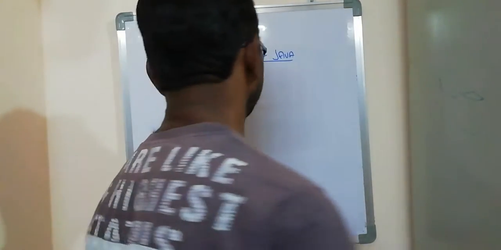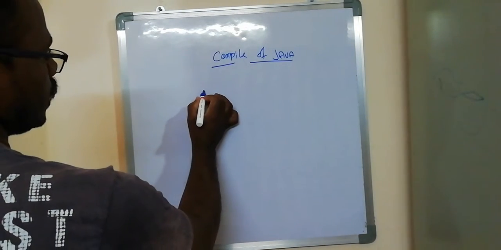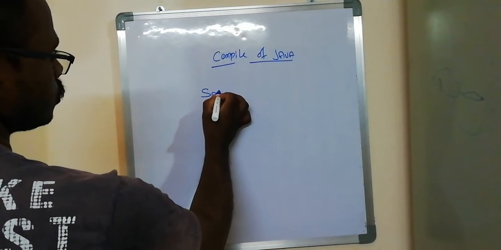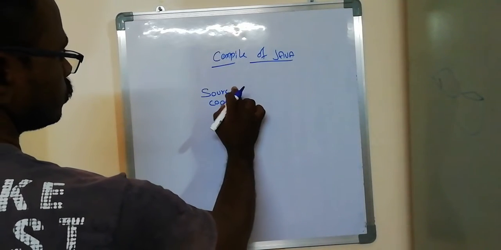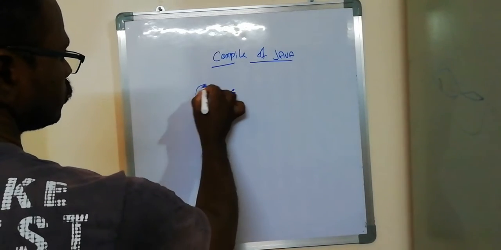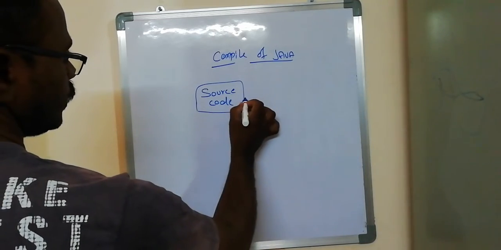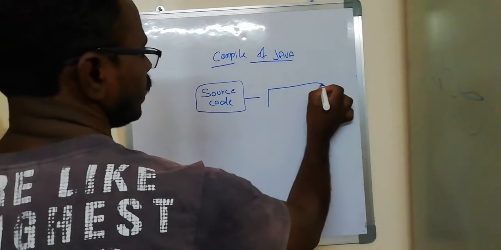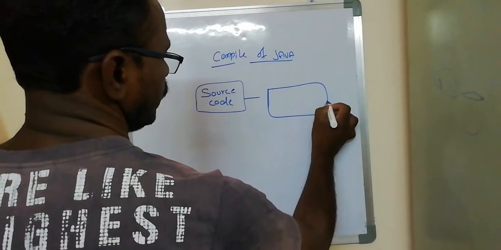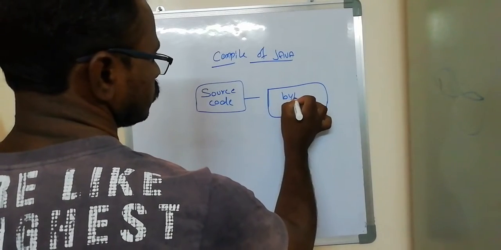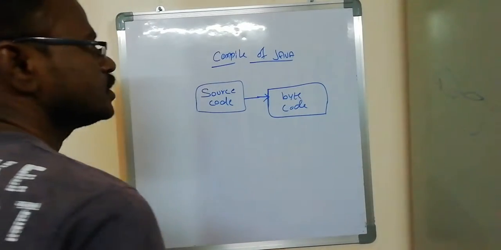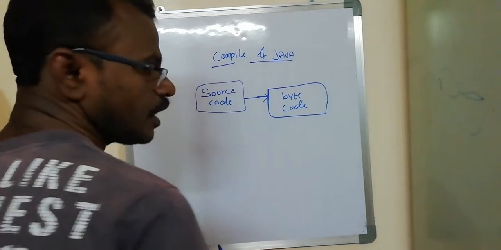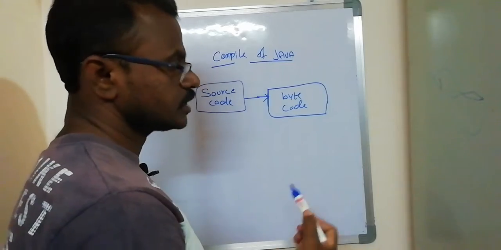Compilation means to convert a source code file into bytecode file format. See, bytecode is not equal to machine code. I will discuss that later.